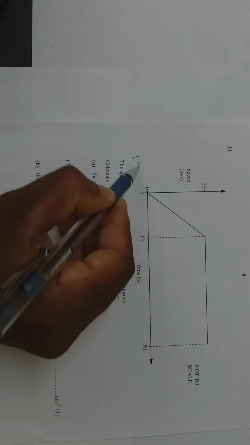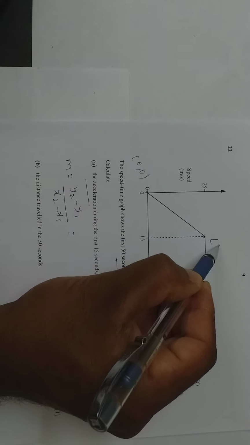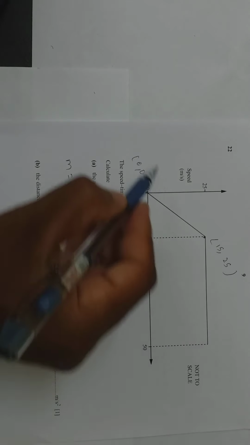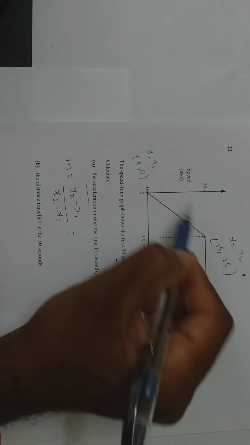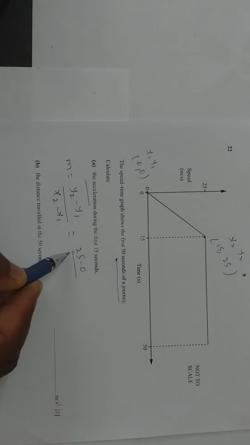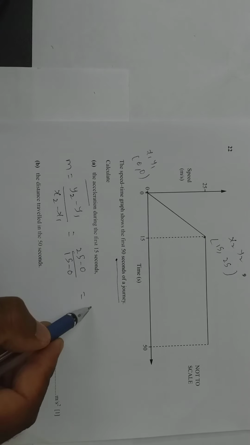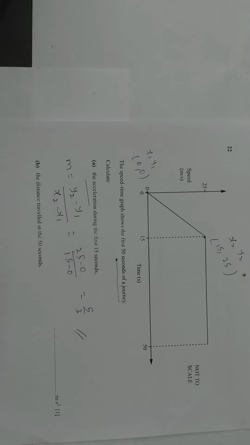For the first 15 seconds, one of the points will be this, the other point will be this, which is 15 and 25. So this is your x1 y1 and x2 y2. So y2 minus y1 means 25 minus 0 by 15 minus 0. So how much do I get? 5 by 3 I get, which is my acceleration.